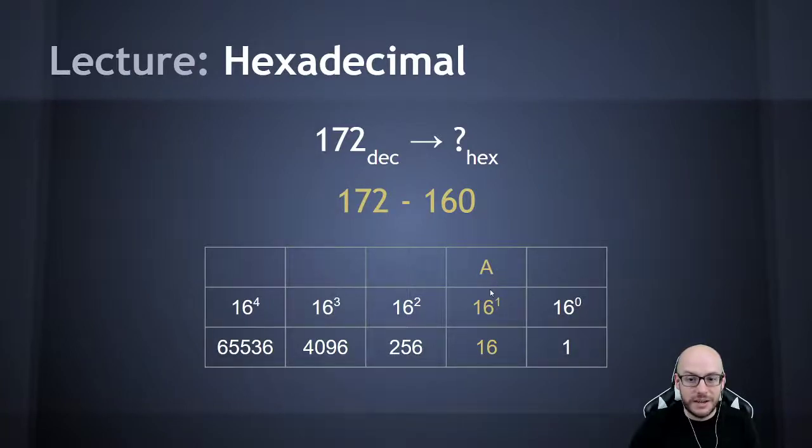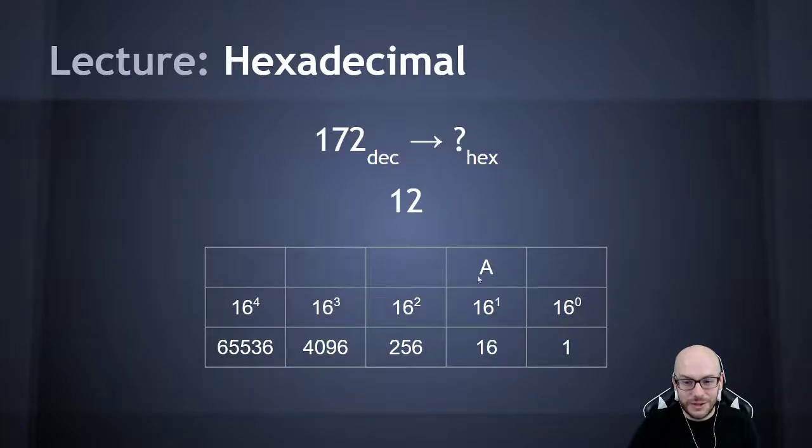We subtract out the 160, right? 10 times 16, I subtract out 160. I am left with 12. Okay, I'm going to look across here and figure out what is the largest number that I can fit into 12. It's just 1, right? How many times does 1 go into 12? Well, it goes 12 times.